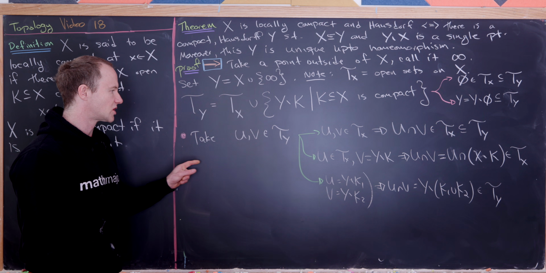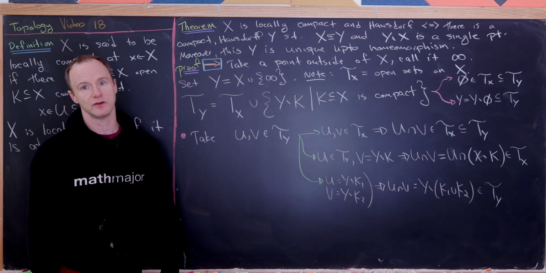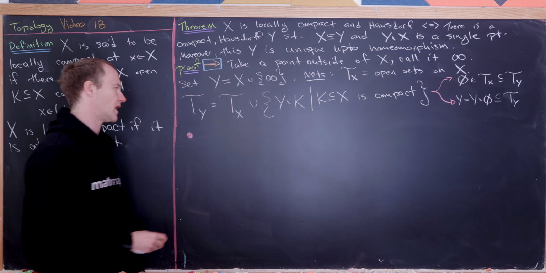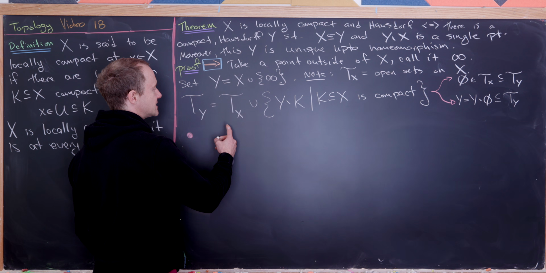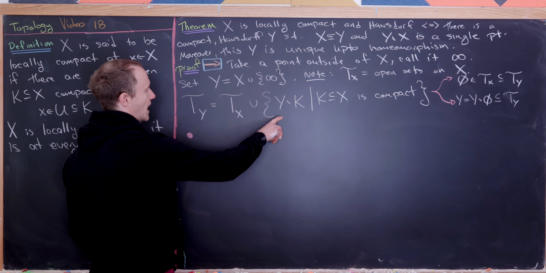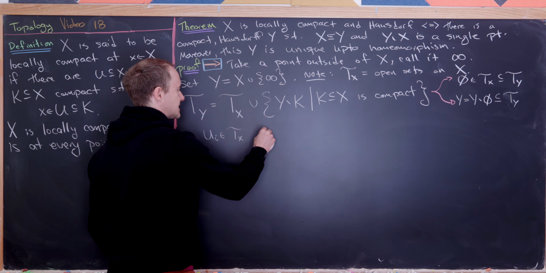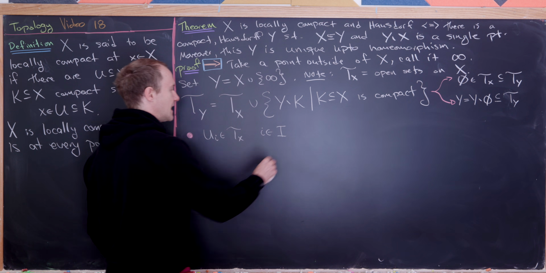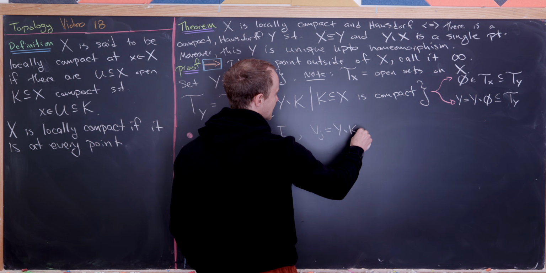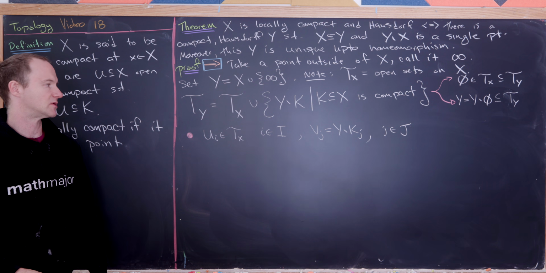So now we've got that this is closed under finite intersections. Now we need to look at arbitrary unions. Now we'll show that an arbitrary union of open sets in T sub Y is also in T sub Y. And so we're going to take two families of open sets, one that are of this T sub X variety and one that are of this Y minus K variety. So let's call those U sub i, which are in T sub X, as i runs through an entire indexing set I. And then our next variety will be maybe V sub j, which is Y minus K sub j, as j runs through some sort of indexing set capital J.